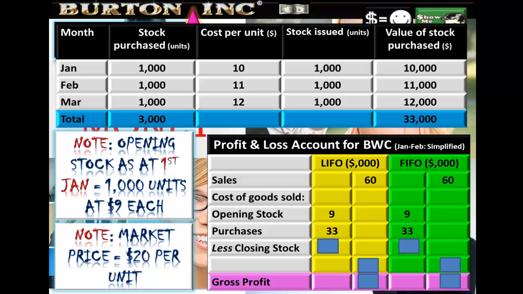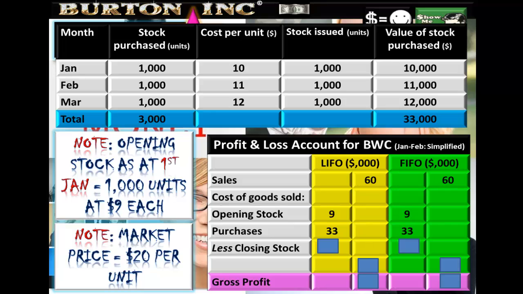We can see that we have got 4,000 units, including our opening stock of 1,000 units. We got 1,000 before we started in January. We got another 1,000 in January, another 1,000 in February, another 1,000 in March. So 4,000 units have come to our hands in these 3 months. We want to know what the valuation of the closing stock is.